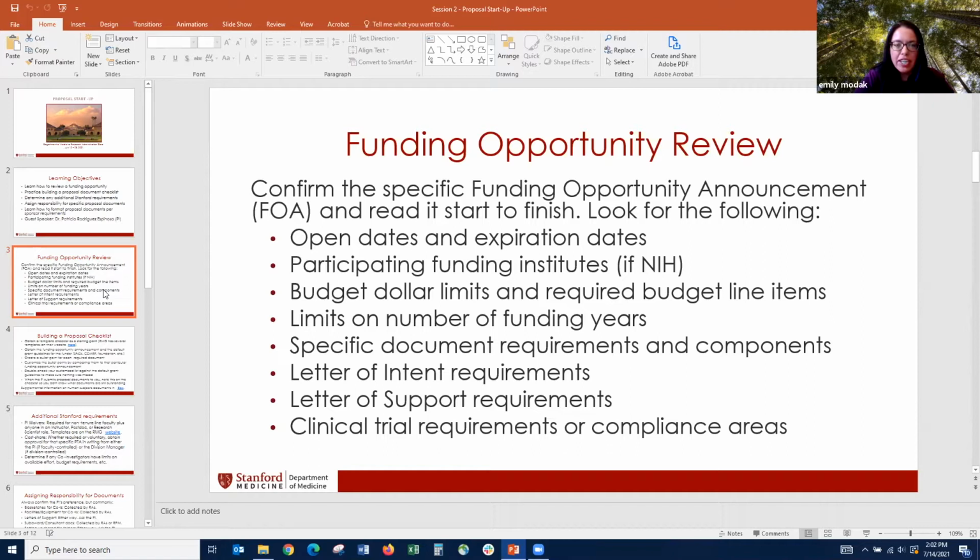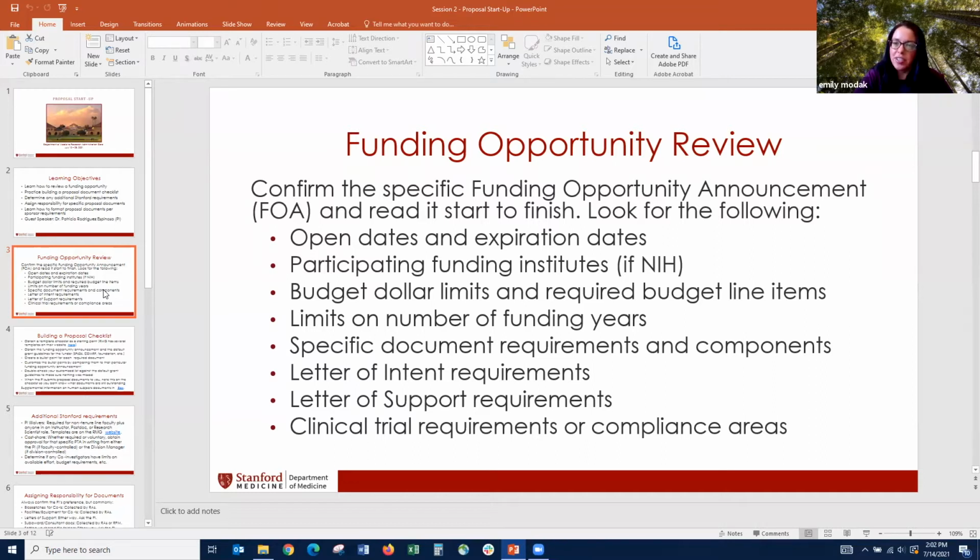What do we want to look for? You want to look for when the opportunity opened up and when it expires. Sometimes a PI will send you an announcement that unfortunately has expired, but maybe it's been reissued under a new funding opportunity that is open, and you just want to make sure you have the correct one. If you download the wrong funding opportunity announcement, you cannot submit it to NIH or any of the other funders. So you've really got to make sure that's right.